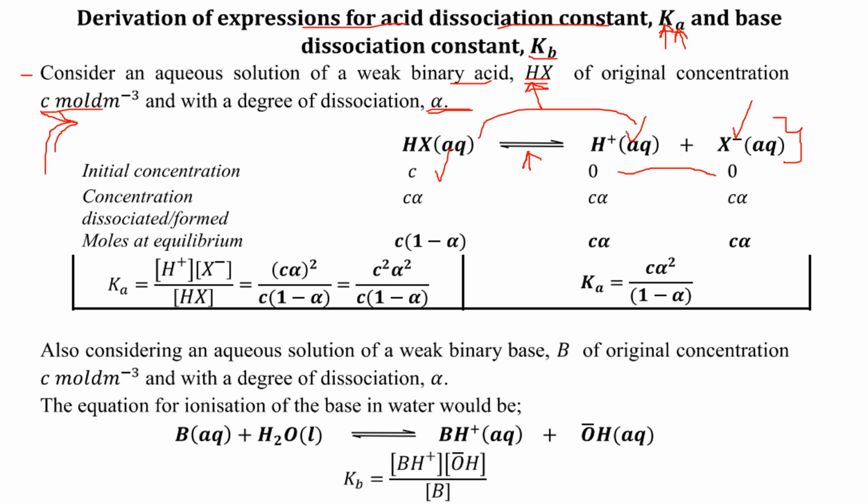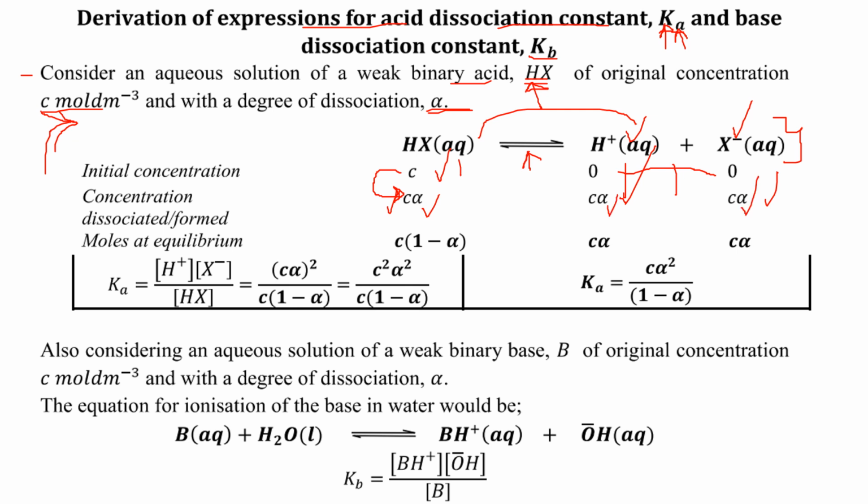And then to get the concentration dissociated or formed, just like in chemical equilibria, you get the initial concentration and multiply it with the degree of dissociation, which is always alpha. And then after getting one of these, you use mole ratio to find this one and this one. So according to mole ratio, since the mole ratio is 1 to 1 to 1, if this is C alpha, also this is going to be C alpha, also this is going to be C alpha.